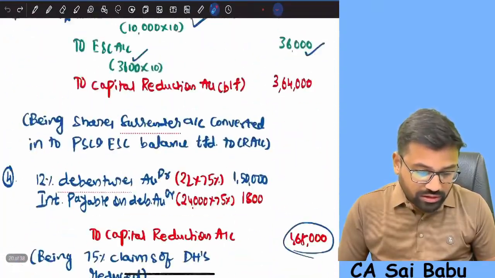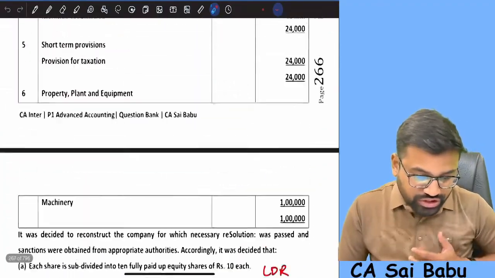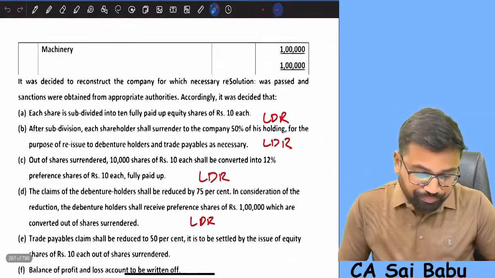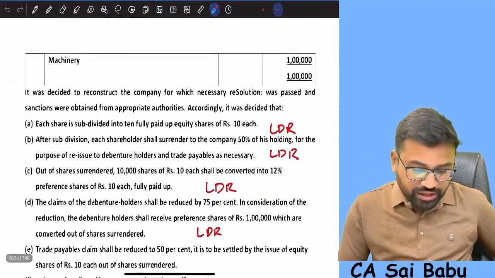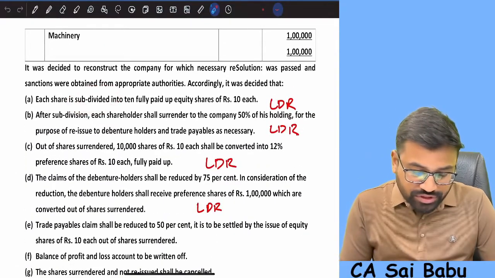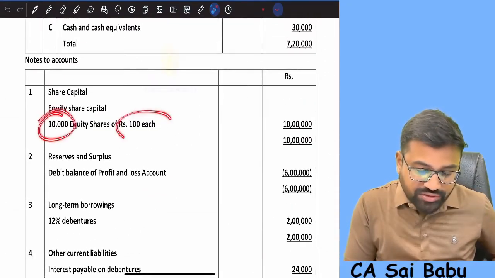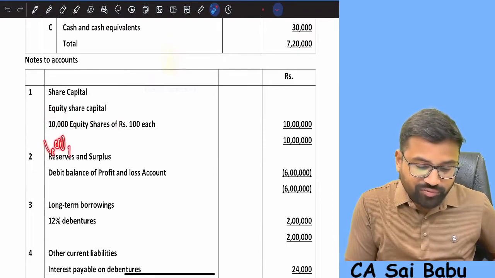Now I will cover one important question also, sir. Illustration number 7. This question is very important. In this question, if you see, this company is going for internal reconstruction, sir. First, they have done the subdivision into shares of 10 each. Actually, original shares are 10,000 equity shares of 100 each. Now, they make each share into 10 rupees. That means the number of shares will be 1 lakh.